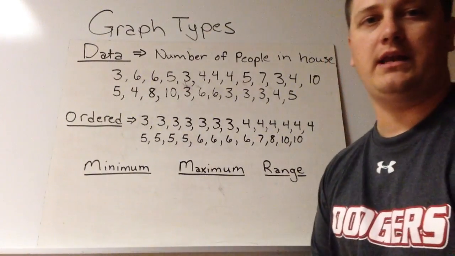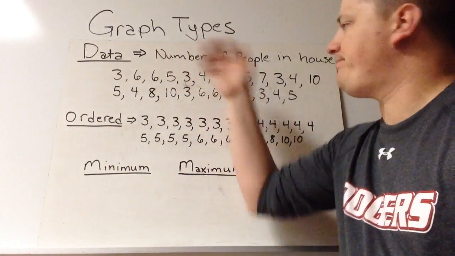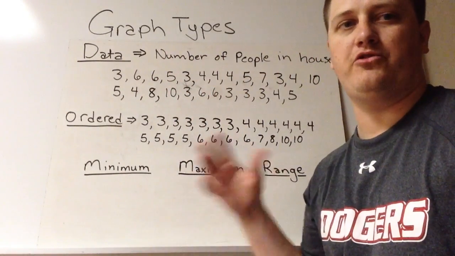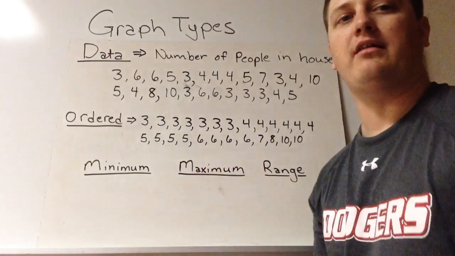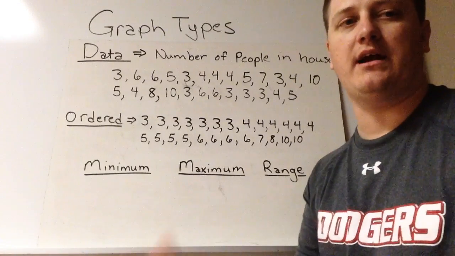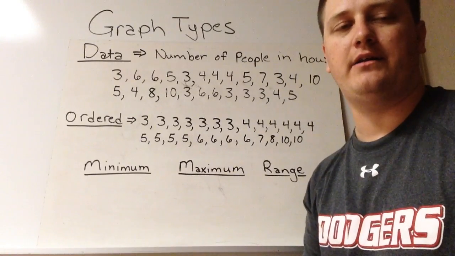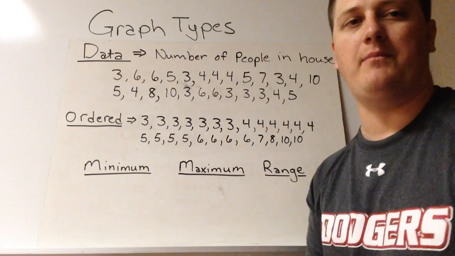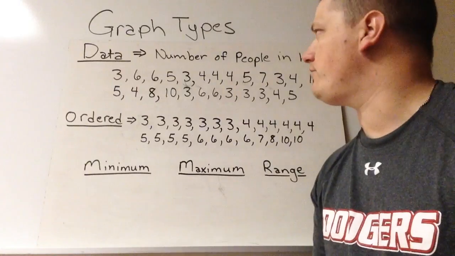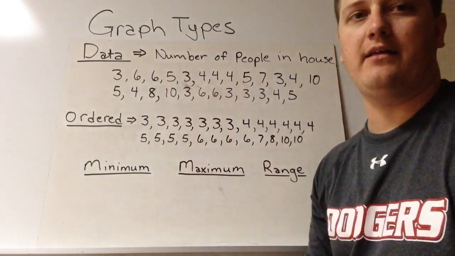So first thing that we need to understand is just data. So here what I have is data that I collected from students in the past. So this is a class of 19. What I asked them was how many people lived in their house. Didn't matter, brothers, sisters, aunts, uncles, grandparents, moms, dads, how many people lived in their house. So the number of people in the house, and then this is the data that I collected in the order that I got it.